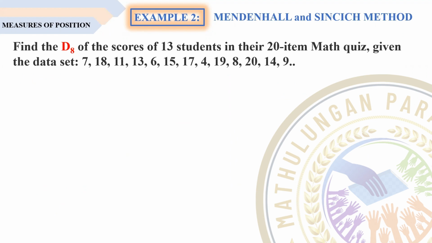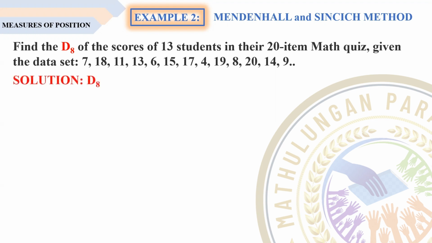Let us proceed to example number 2 using the Mendenhall and Sincich method pa rin. Pero this time, focus naman tayo sa decile. So find the 8th decile of the scores of 13 students in their 20-item math quiz given the data set 7, 18, 11, 13, 6, 15, 17, 4, 19, 8, 20, 14, and 9.